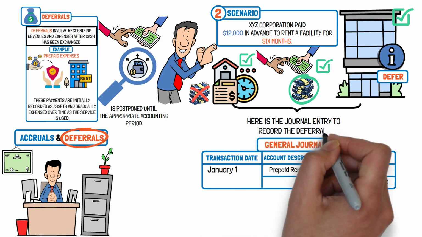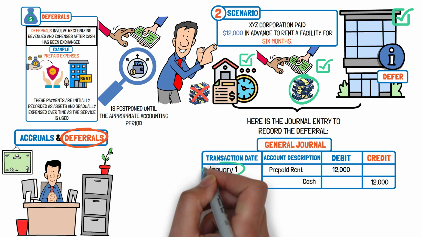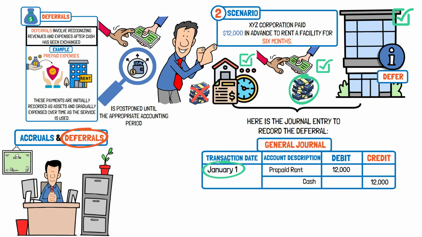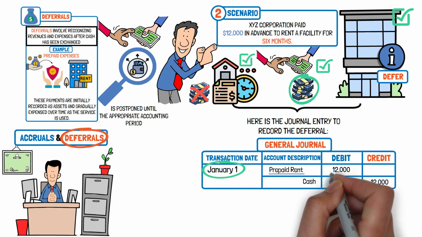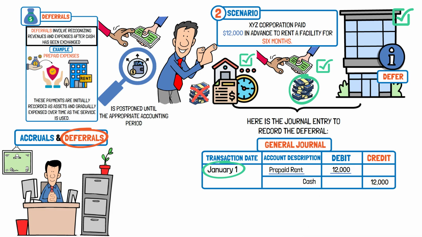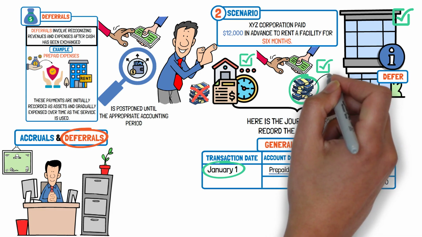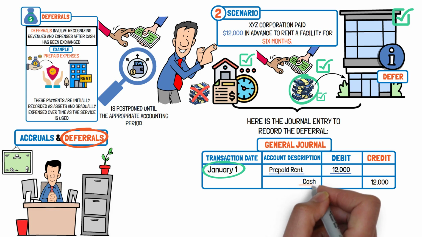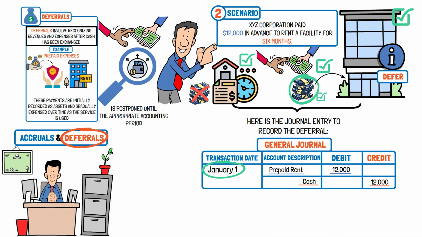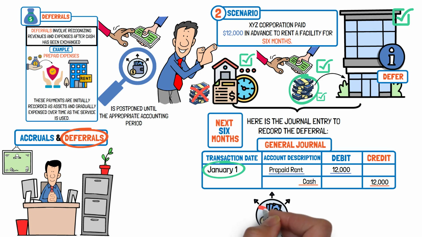The transaction date for this entry will be January 1st, as that's when the payment was made. To record the deferral, XYZ Corporation will debit prepaid rent for $12,000. Prepaid rent is an asset that represents the right to use a rented facility in the future, an economic benefit that has already been paid for but not yet consumed. The corresponding credit will be to cash, reflecting the outflow of funds used to secure the rental for the next 6 months. It's important to note that no expense is recorded at this point.